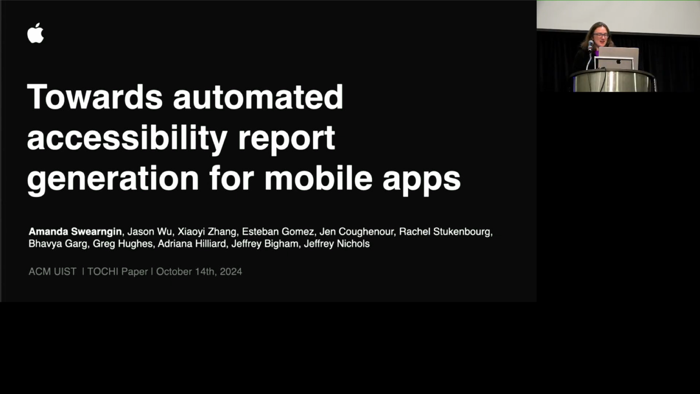Hey, good morning, everybody. So today I'll present our CHI paper, which is called Towards Accessibility Report Generation for Mobile Apps. And this is some work I did with the help of many co-authors at Apple over the last few years.